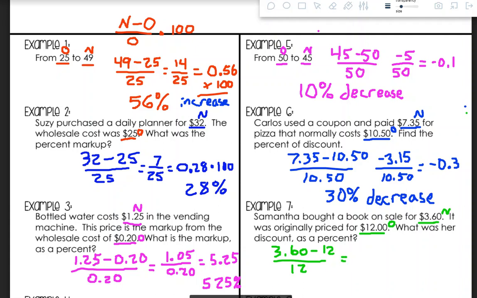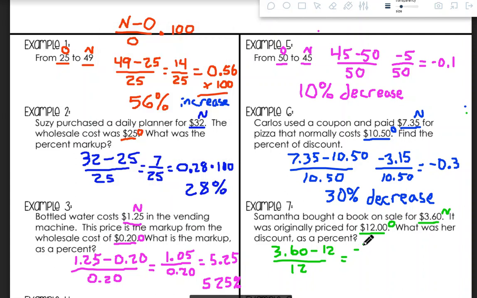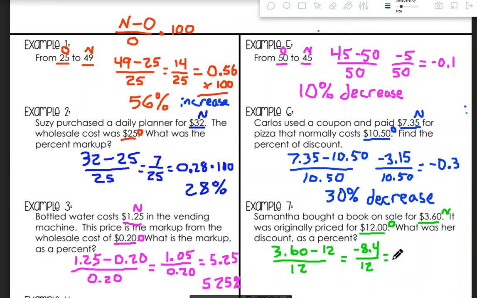What's 3.60 minus 12, you might ask? Well, I don't know, but thankfully I can use a calculator. 3.60 minus 12 gives me -8.4. Okay, and now I can divide that by my old. New minus old divided by old. So 8.4 divided by 12 gives me 0.7. So it gives me -0.7.